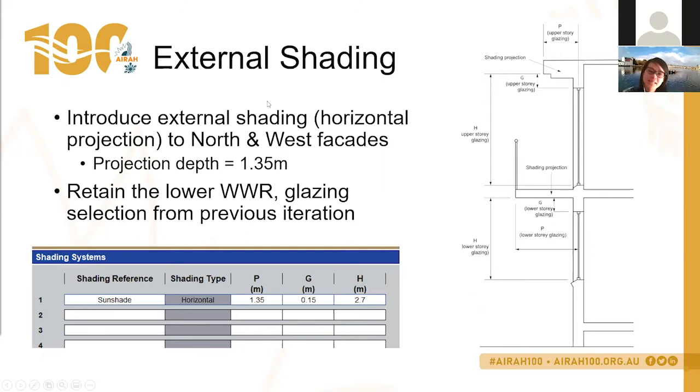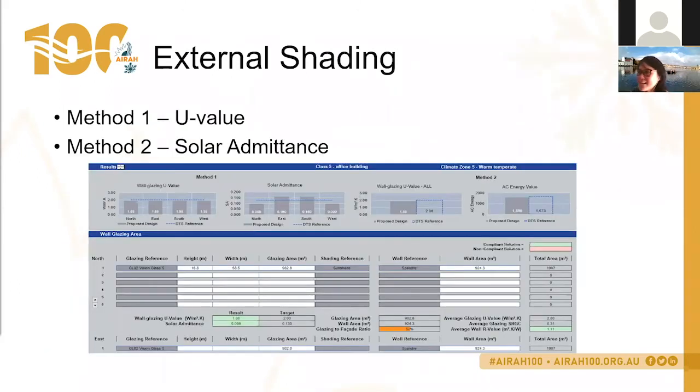Okay, so what we did here was to introduce a projection depth of 1.35 meters for our, I think it was 1.5 meters high, 3 meters high windows. And then we'll see what happens. We've kept our glazing selection from a previous iteration. And now we can see that, again, this is taken through facade calculator. If you look at our U values, all of our facades comply. When we look at solar admittance, we can see that north and the west is now lower than the blue line, but our east and the south still doesn't comply, sadly.